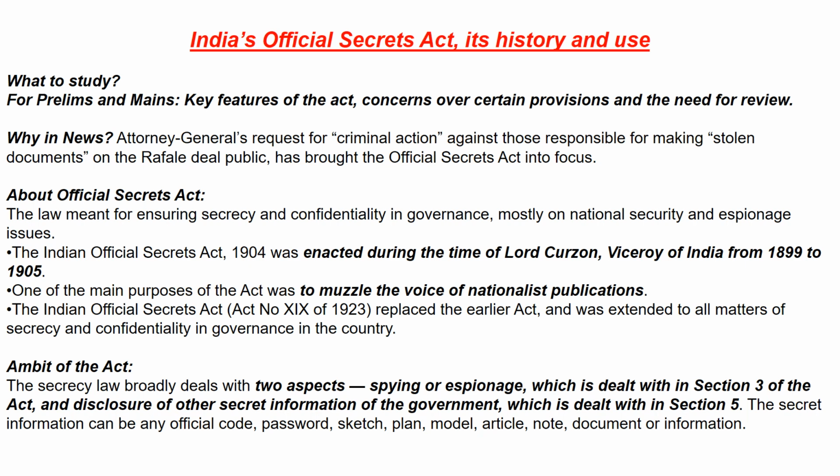Now let's discuss the ambit of the Act. The secrecy law broadly deals with two aspects. One is spying or espionage, which is dealt with in Section 3 of the Act, and the second is disclosure of other secret information of the government, which is dealt with in Section 5.